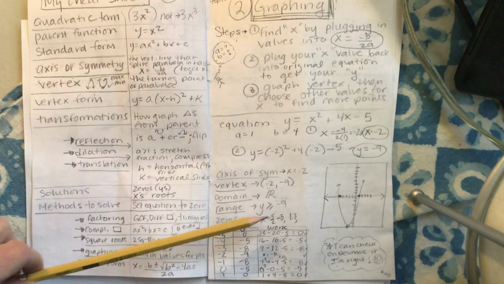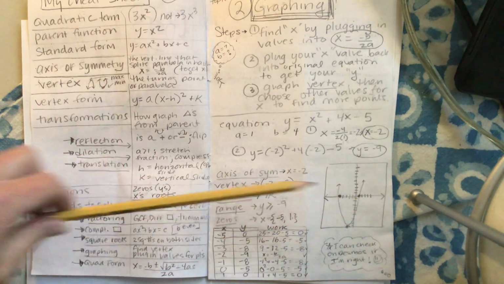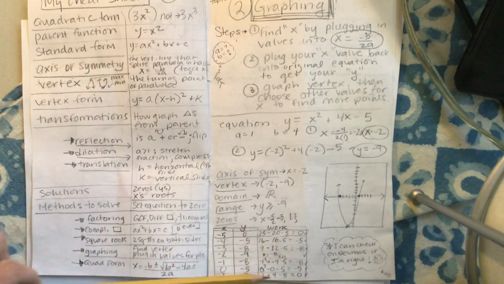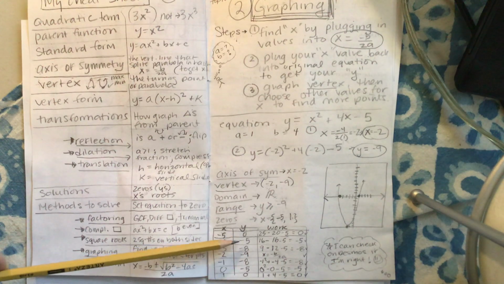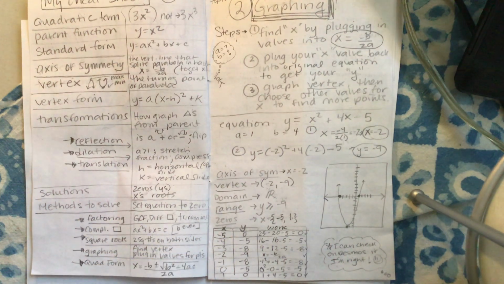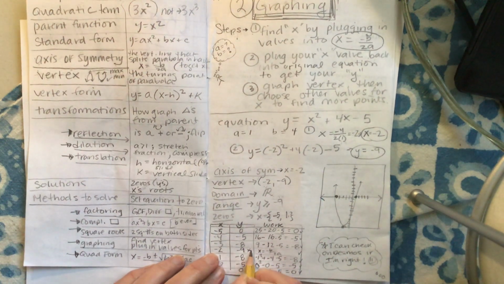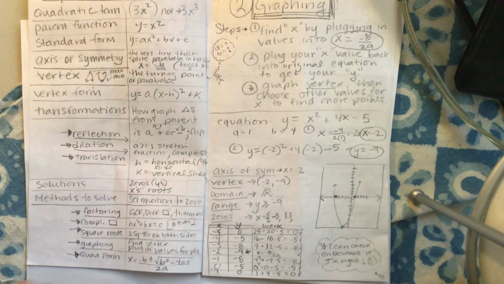The zeros are my solutions. So it's where they meet the x-axis. And again, here's my work. Here's my table. If you look at the table, you can see very quickly that here's my vertex, right? And you can see on both sides, right, that mirror image that will tell me that it's a quadratic. Okay, next.